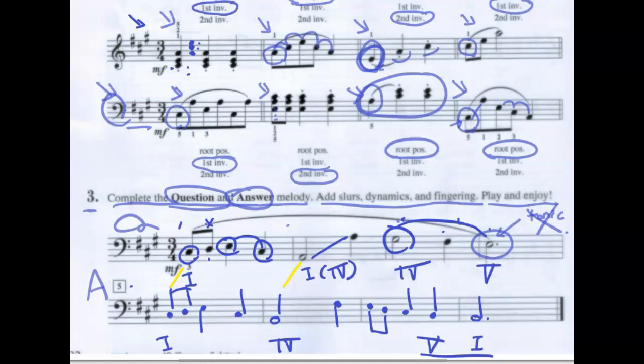So let me play from measure 5 to the end. How was it? Did you like it? Maybe I can move 5 chord to here. Okay, so this is one way.